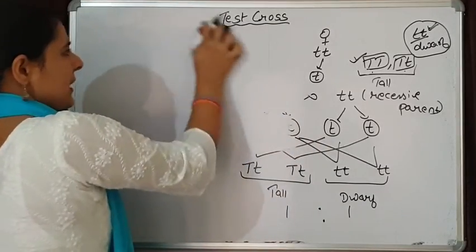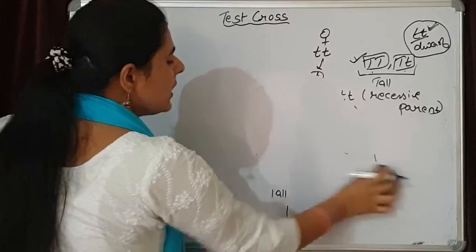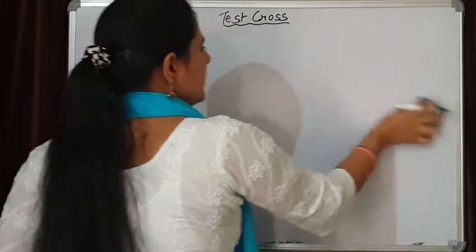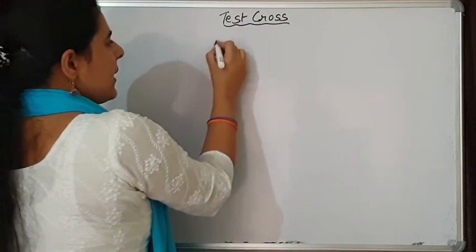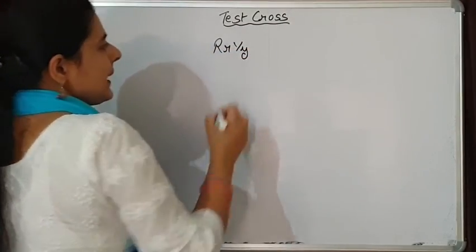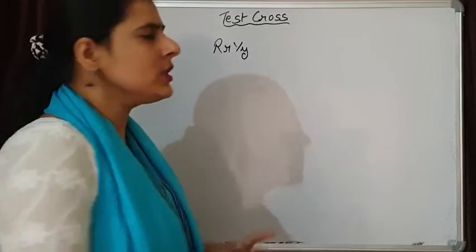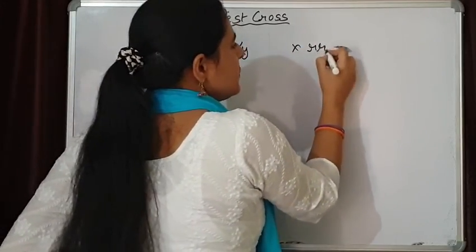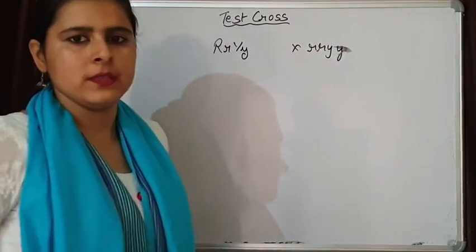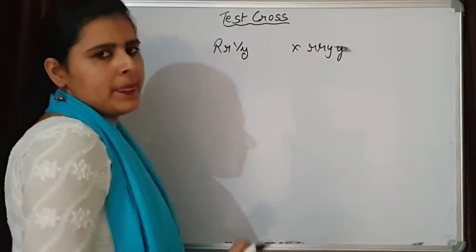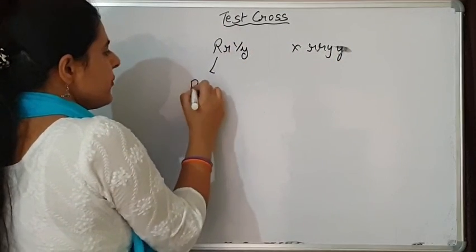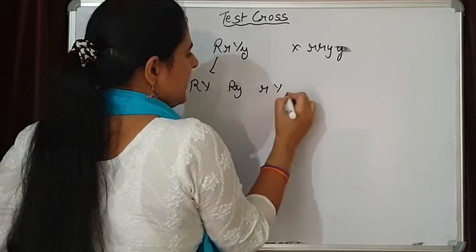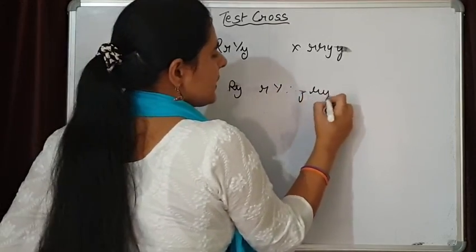Now such a test cross can also be done for a dihybrid cross. Same situation will be there. In a dihybrid cross, we are going to get this situation in the F1 generation, and this will be crossed with a recessive parent. If we cross them, you can easily see here 4 types of gametes are going to be formed.